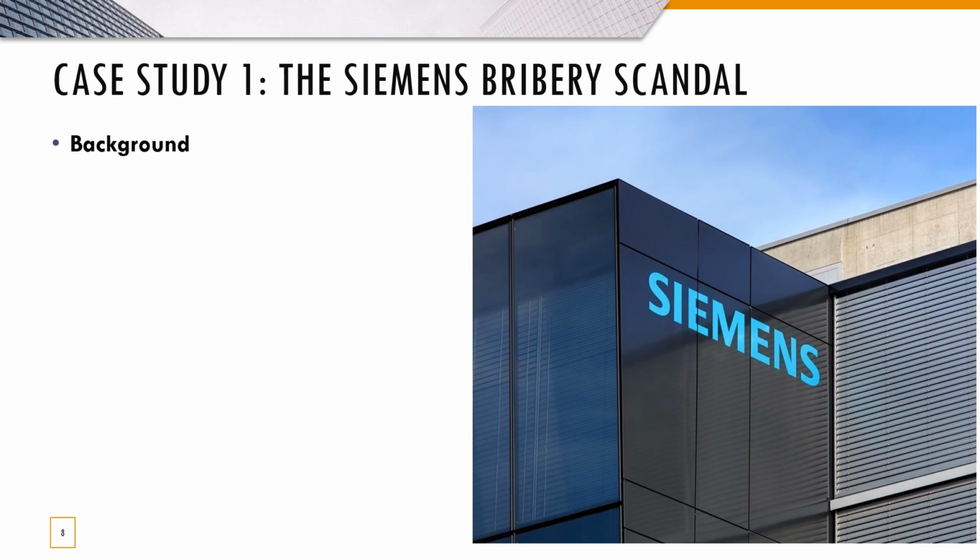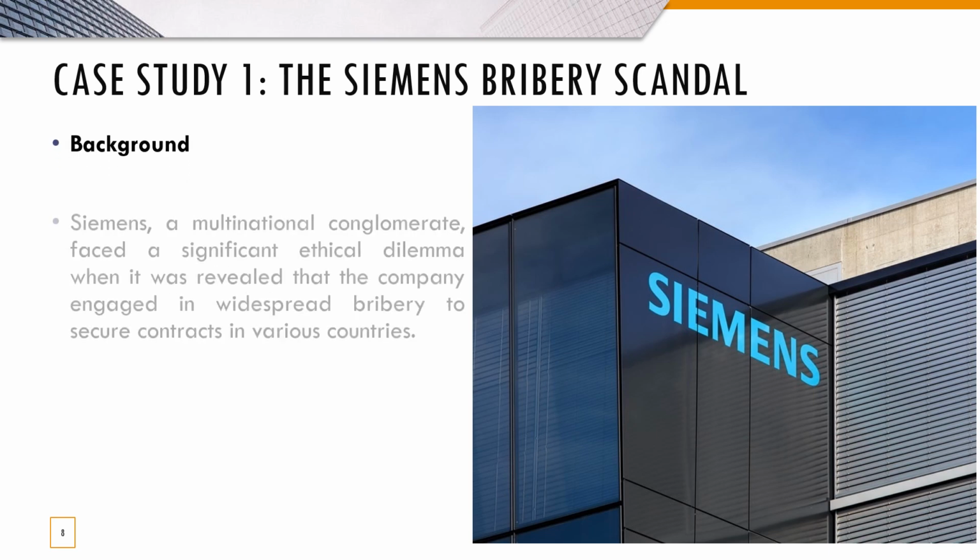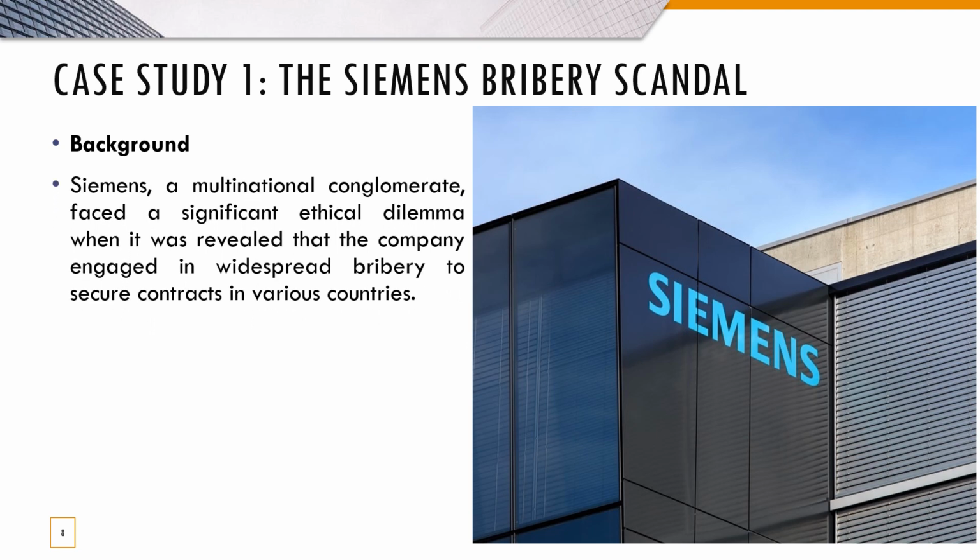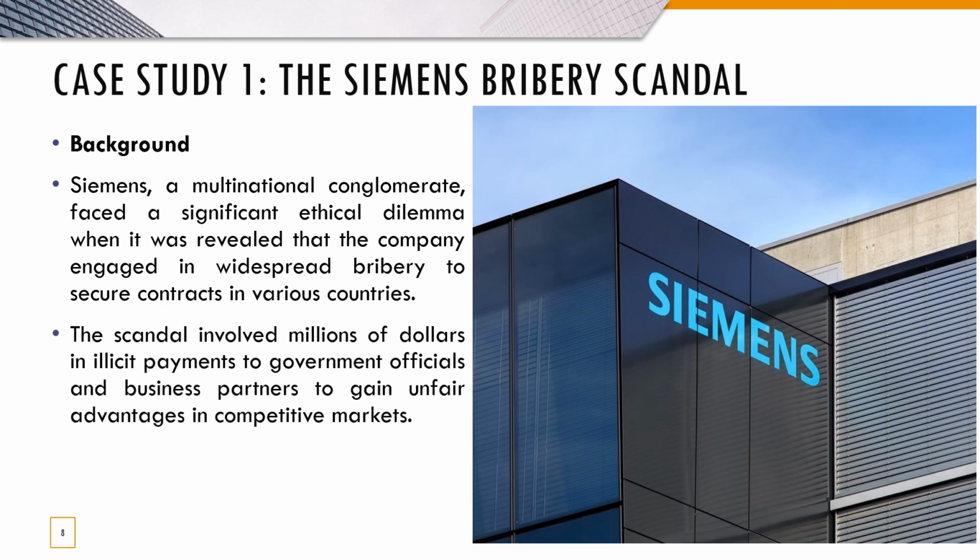Case Study 1, the Siemens bribery scandal. Background. Siemens, a multinational conglomerate, faced a significant ethical dilemma when it was revealed that the company engaged in widespread bribery to secure contracts in various countries. The scandal involved millions of dollars in illicit payments to government officials and business partners to gain unfair advantages in competitive markets.